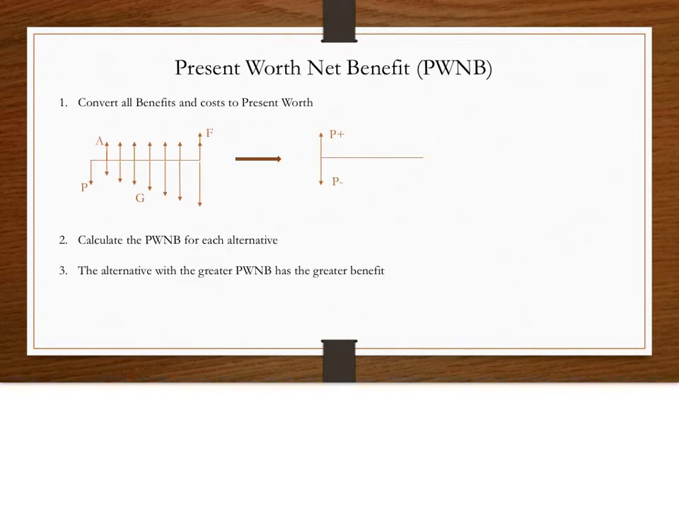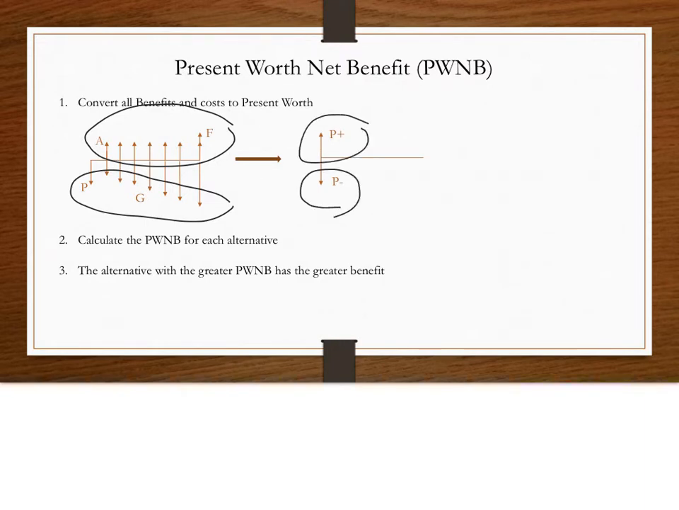So let's start with present worth net benefit. In this method, we look at all of the benefits and costs associated with an alternative, like the one shown here in this cash flow diagram. We then convert each of the costs and benefits into a present worth. The costs will be negative and the benefits will be positive. So the net present worth determines if it is an overall benefit or a cost in today's dollars.